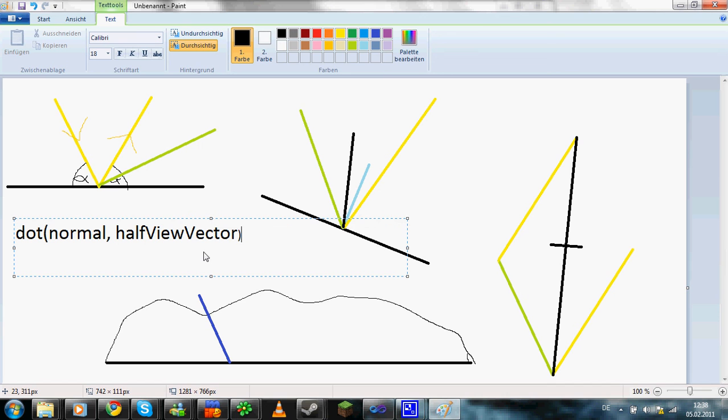That's all for this video. The next video will be the theory behind parallax mapping, and then we'll do parallax mapping, just because it looks so awesome.